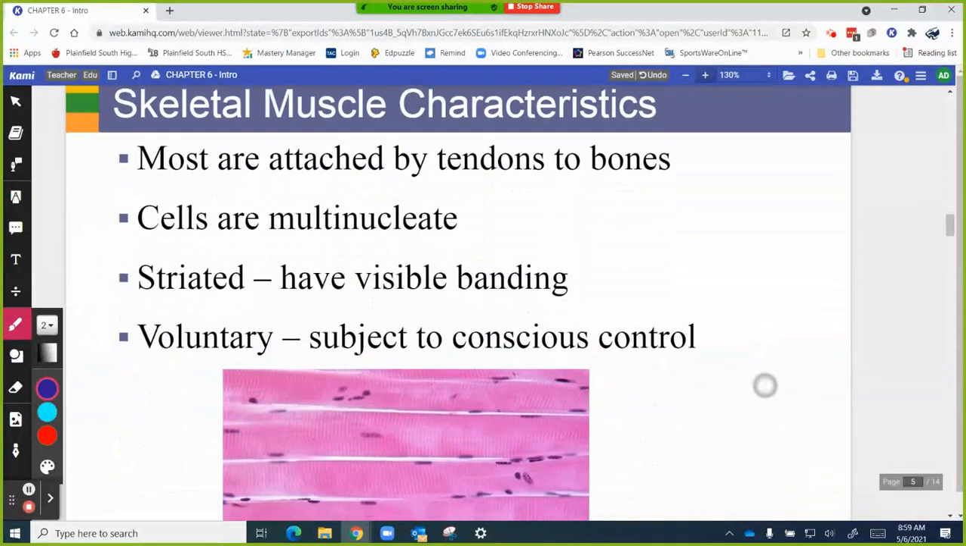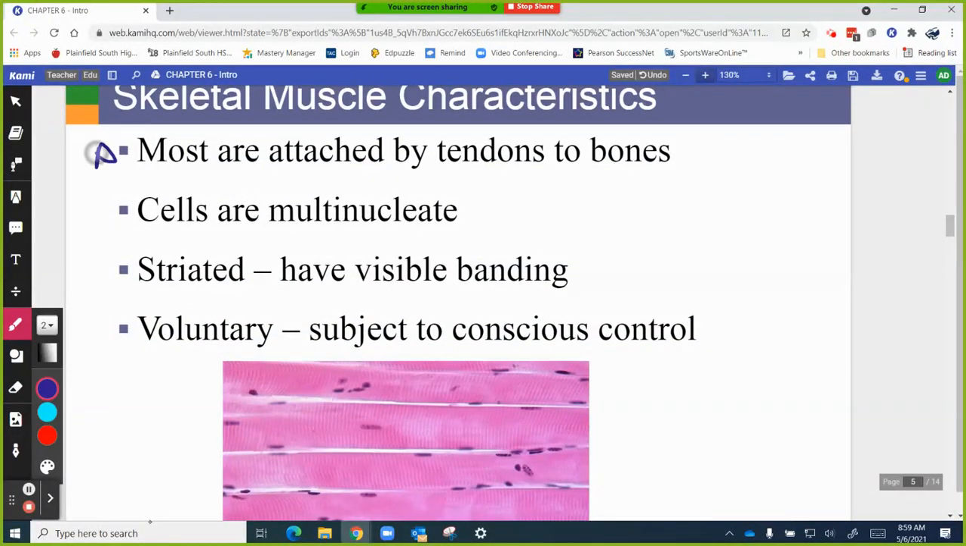Other skeletal muscle characteristics. Pretty much all of our skeletal muscles are attached to some type of tendon that attaches it to a bone. We don't have any muscles that directly attach to a bone. You normally have a tendon that does that. Skeletal muscle cells are multinucleated, which means they have multiple nuclei. They are also striated. We have these bands that you see in the picture here that go straight up and down, vertically. And they are the only type that we have that is voluntary, meaning that we can consciously control them.